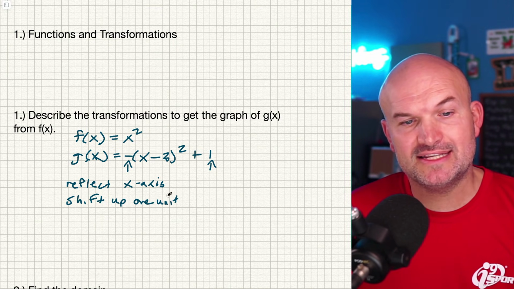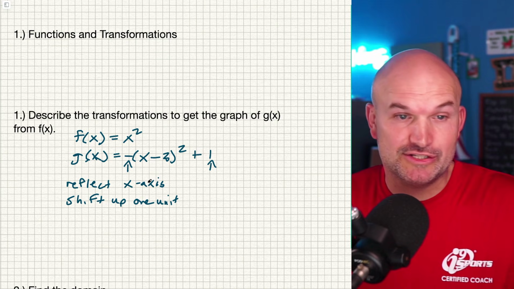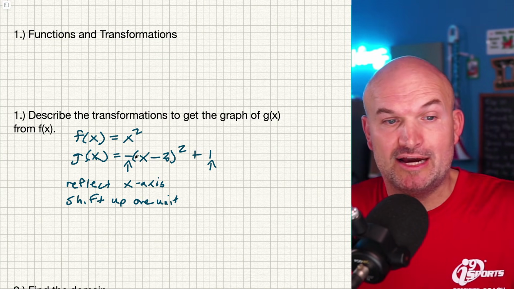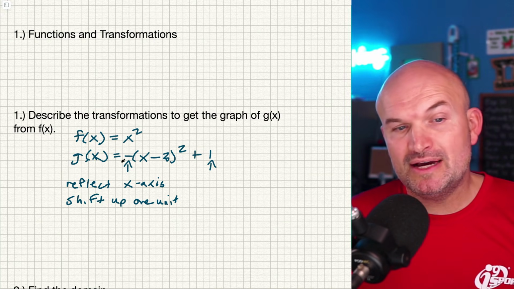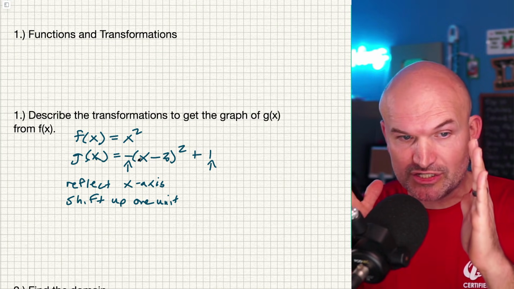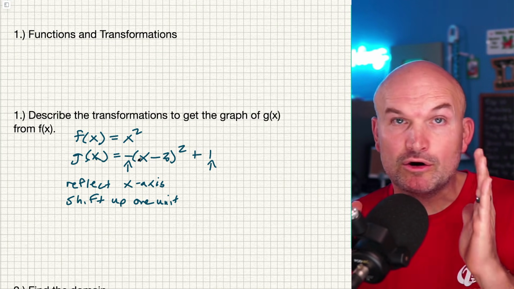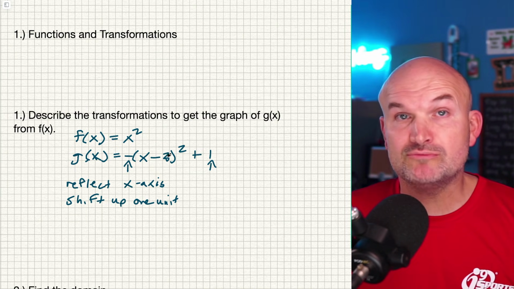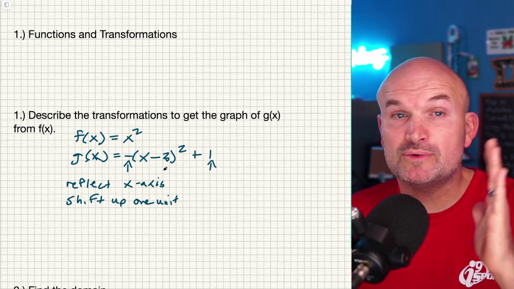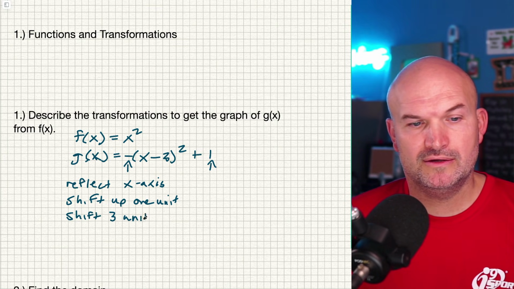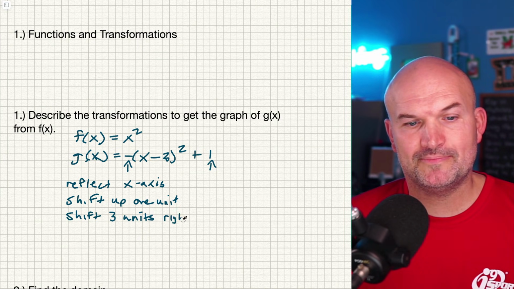Now let's take a look at the transformations inside. These are your horizontal transformations. If you had a negative multiplied by your x on the inside, that would be a reflection about the y-axis. If you had a number multiplied by that x which is larger than 1, that'd be a horizontal compression. If it was between 0 and 1, that'd be a horizontal stretch. And in this case, when we are subtracting, that's a shift 3 units to the right.